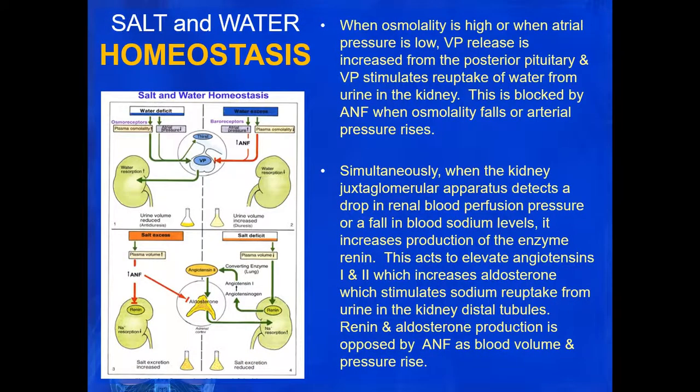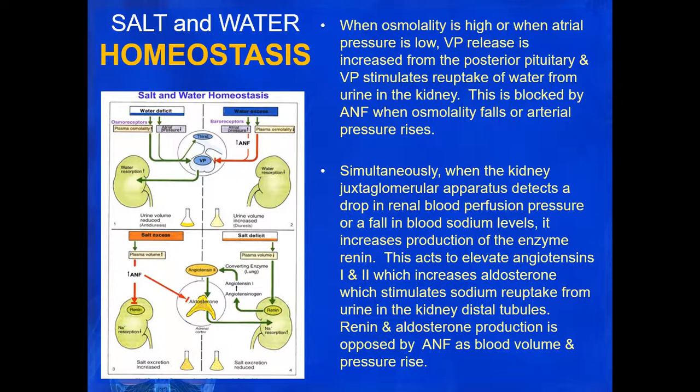Now we're going to talk about salt and water homeostasis. When osmolarity is high and when the arterial pressure is low, vasopressin release is increased from the posterior pituitary, and vasopressin stimulates reuptake of water from urine in the kidney. This is blocked by the ANF hormones when osmolarity falls or arterial pressure rises.